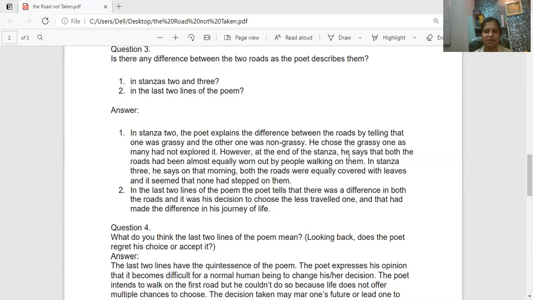However, at the end of the stanza, he says that both the roads had been almost equally worn out by people walking on them. In stanza 3, he says, on that morning, both the roads were equally covered with leaves and it seemed that none had stepped on them. And in the last 2 lines, what does he say? The poet tells that there was a difference in both the roads and it was his decision to choose the less traveled one, and that had made the difference in his journey of life.